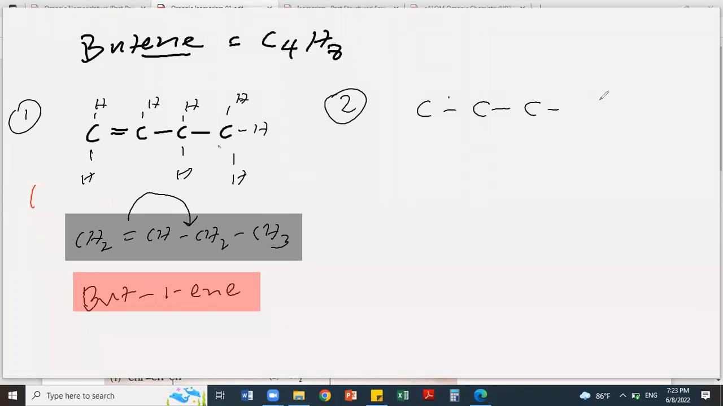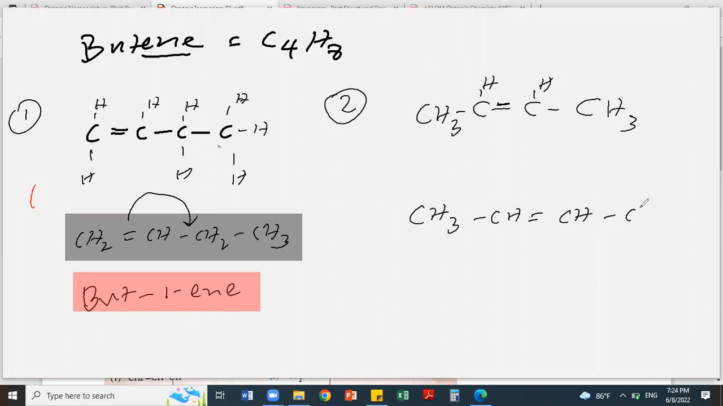You can put here 1, 2, 3, 4. I'll put the double bond in the middle. And then what happened? This becomes how many hydrogen, to make it 4 bonds? 3 hydrogen. Right? To make it 4 bonds, this side 3 hydrogen. After that, here how many hydrogen? Just 1 hydrogen. Here also 1 hydrogen. So then it becomes like this: CH3 CH double bond CH CH3.